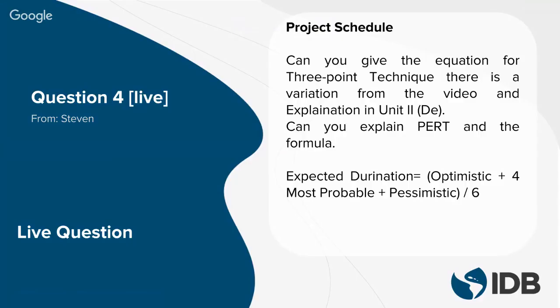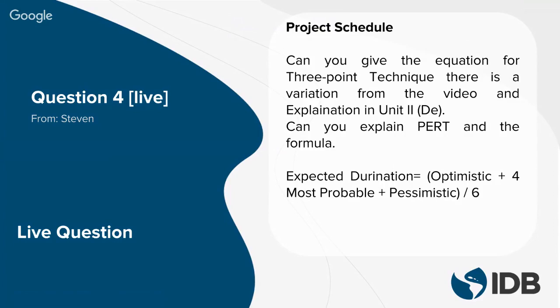Okay, so I hope that you are satisfied by the answers. But there is a fourth question. Question 4 is about, wait a minute, because it was just loaded. Okay, can you give the formula for the 3-point technique? There is a version from the video and an explanation. So there's a discrepancy between what is said in the video and the explanation in Unit 2. So, PERT.